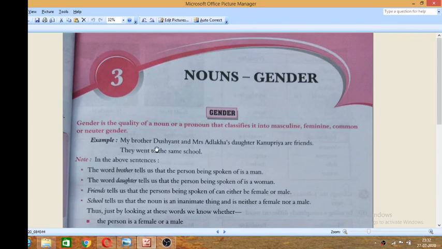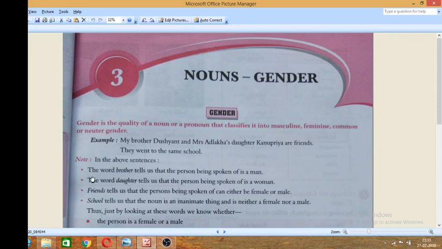You can see there is an example. That's a sentence. My brother Dushyant and Mrs. Adlakha's daughter Kanupriya are friends. They went to the same school. So, two sentences are there. Now, you can see that the word brother tells us that the person being spoken of is a man. Here, you can see brother, daughter, friends, school.